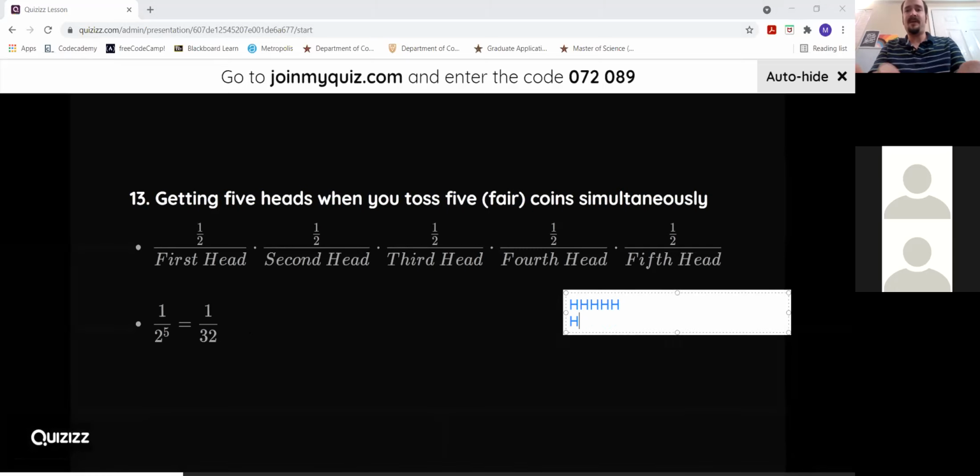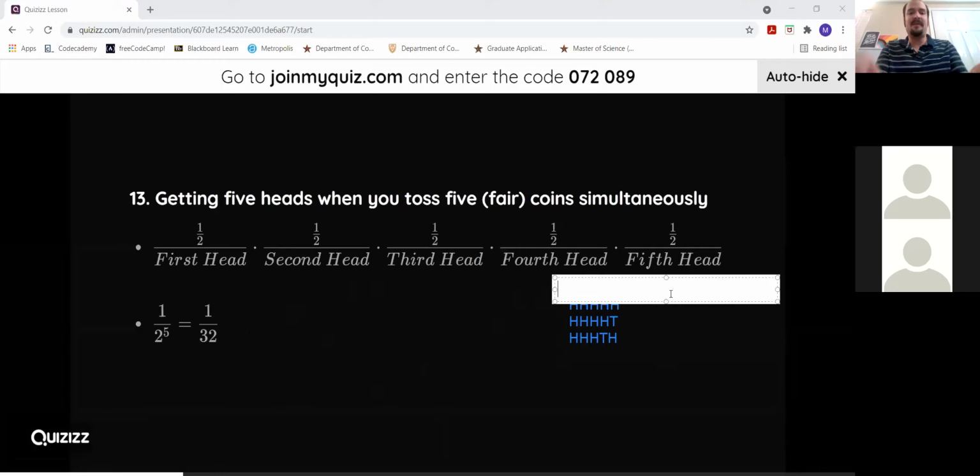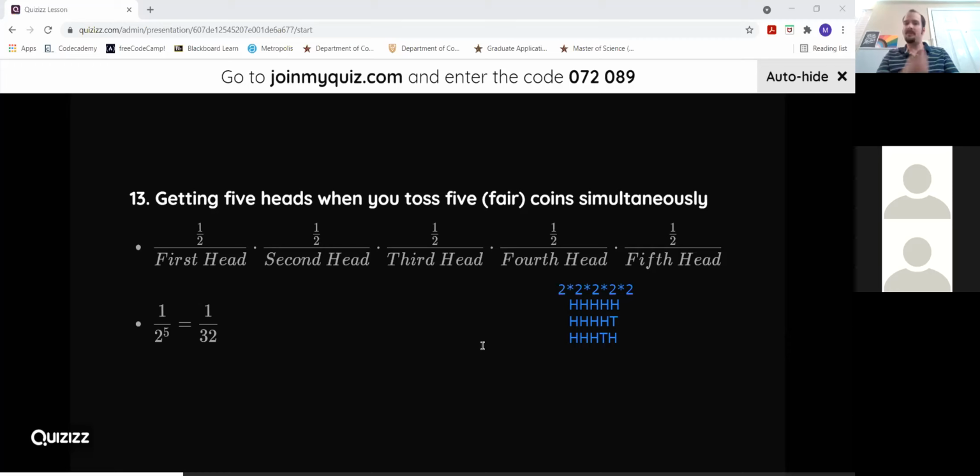I could list every possibility here, right? And something like this. I don't want to do that. But if I did it, I should get 32 different options. This is coming back to 2 times 2 times 2 times 2 times 2, 2 to the 5th options, right? And so there should be 32 different options.